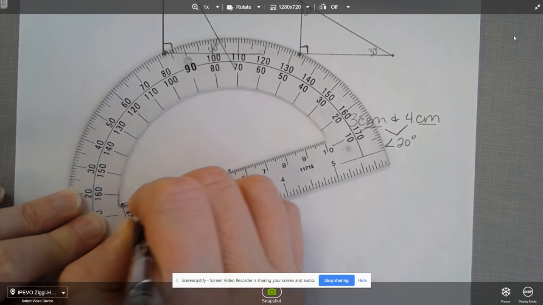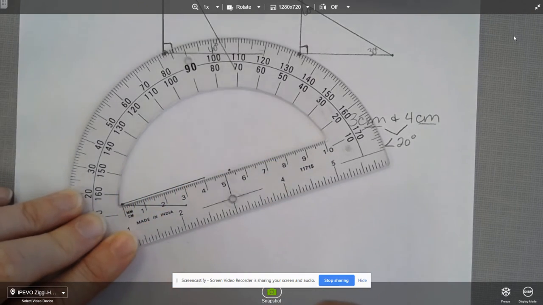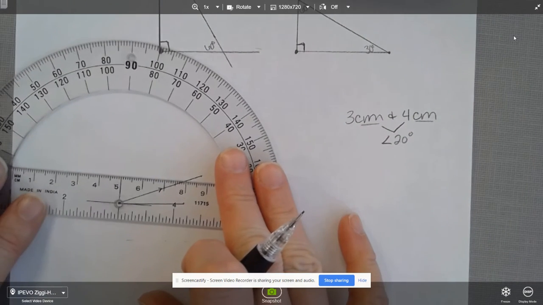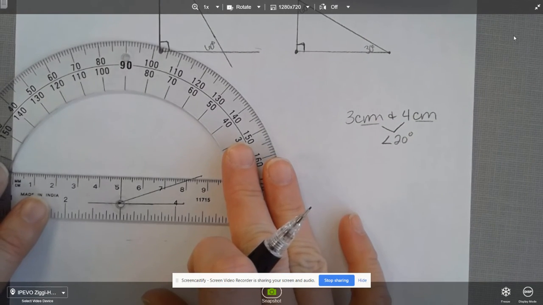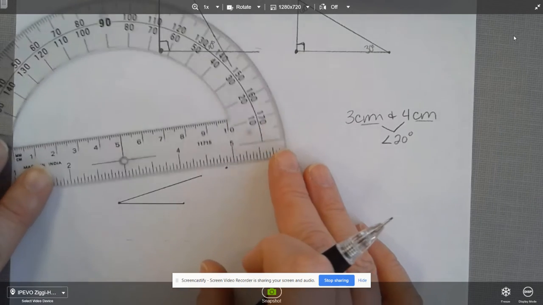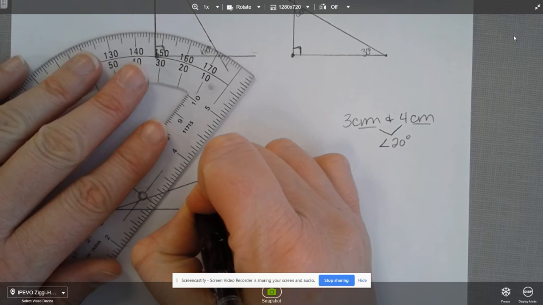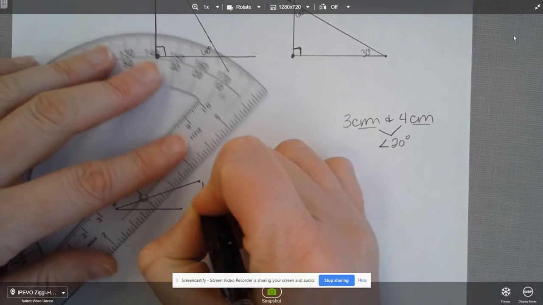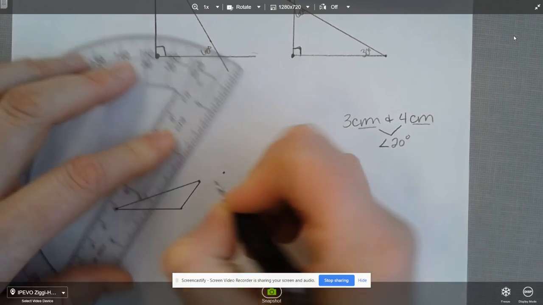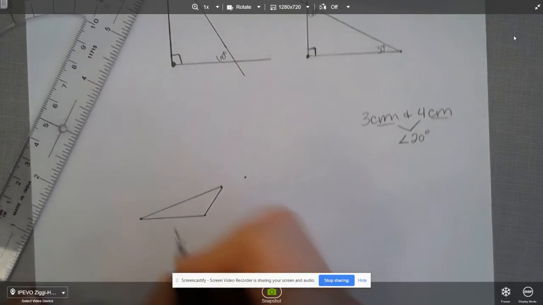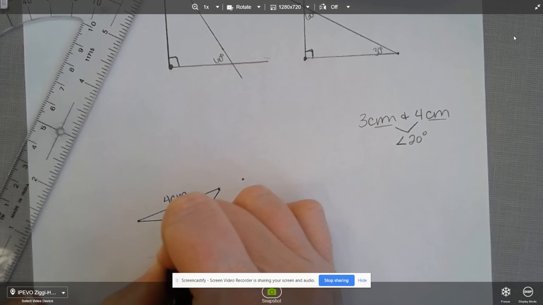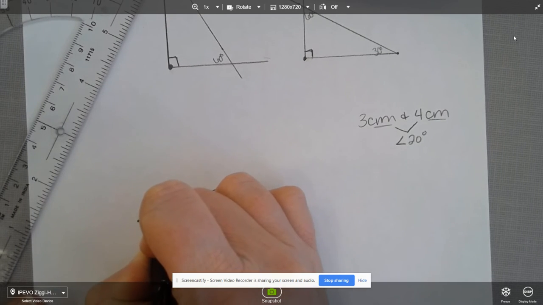So I'm going to draw and use my protractor. Okay, everything will still line up, so my angle measure will still be 20 degrees, but my line doesn't need to be necessarily that long. From there, I'm just going to take the end points and connect my triangle to complete it. So I know that this is 4 centimeters. We always want to label them. This was 3 centimeters, and this is my 20-degree angle.